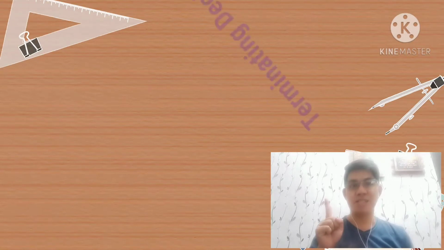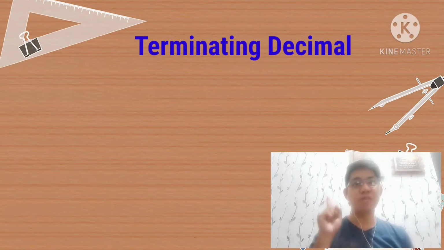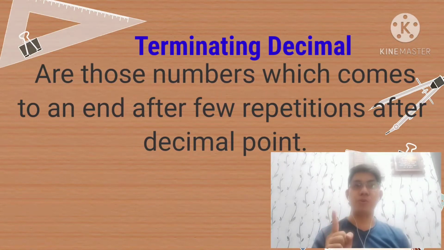Okay, mga ka-basic. In converting fractions to decimals and vice versa, kailangan, alam muna natin yung tinatawag na terminating decimals. Ano ba yung tinatawag na terminating decimals? Terminating decimals are those numbers which come to an end after few repetitions after decimal points.